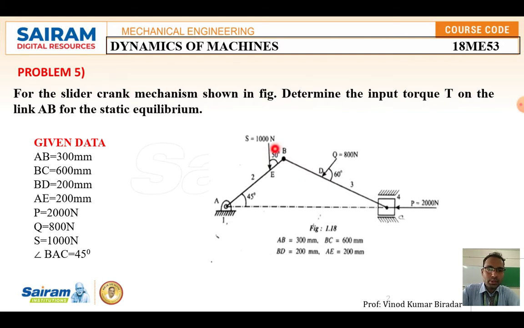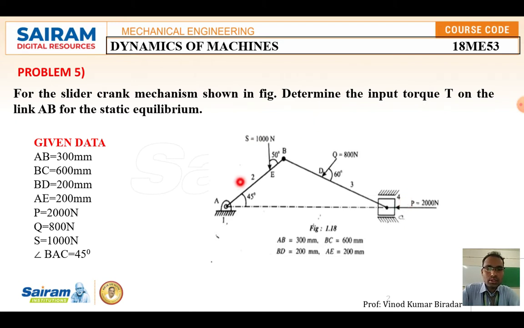Again, on B to C, one force is acting at point D. BD is given as 200 mm, and the force is denoted as Q, 800 Newton, with an inclination angle of 60 degrees. So this is on the third element, and the last one is the force on the piston. Some external force is applied at the piston, equal to 2000 Newton. So this is the complete description of the diagram.